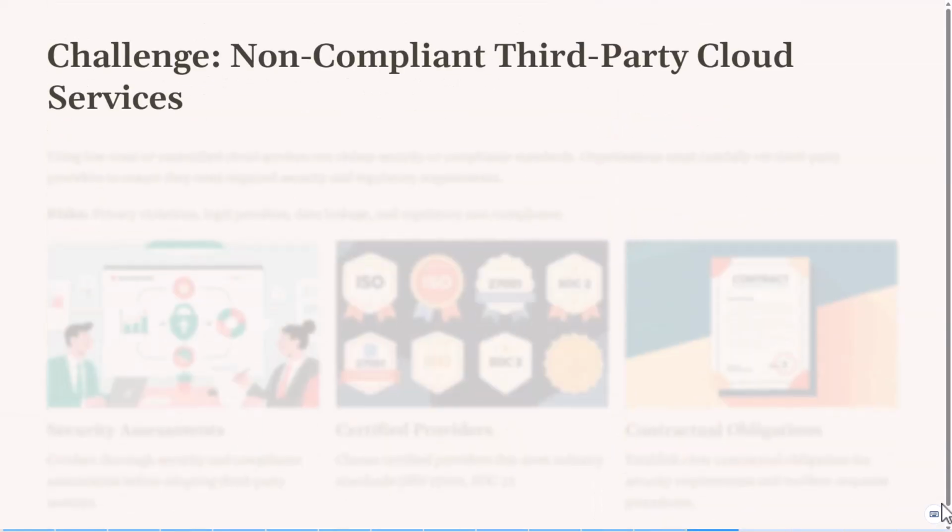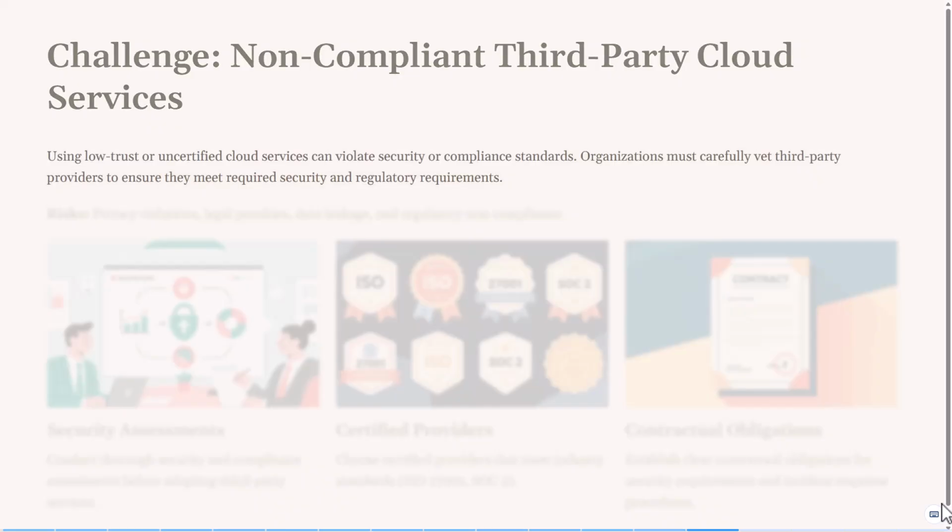Next, we have non-compliant third-party services. Sometimes companies use cloud services from third-party providers that are not fully trusted or certified. These services may not follow proper security or legal rules. So, using these services can cause privacy problems, legal fines, data leaks, and failure to follow regulations.